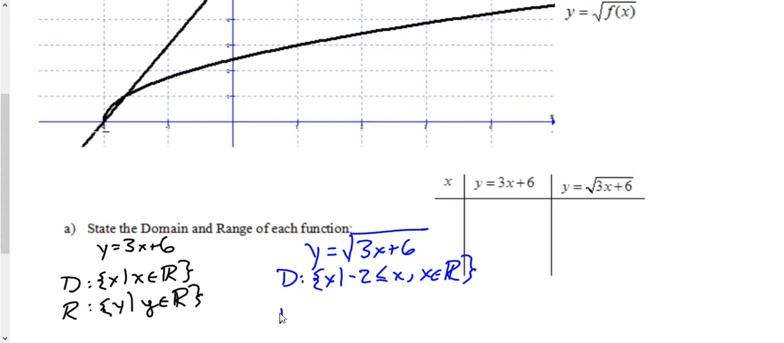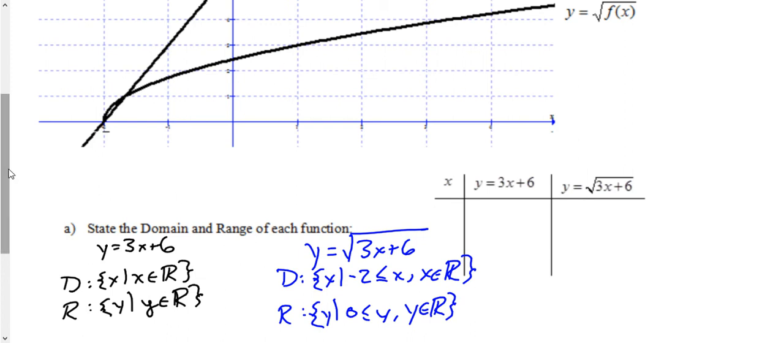Our range in this case, the lowest we're going to go is at 0, the highest we're going to go all the way up to positive infinity. So we have our range of y such that y is greater than or equal to 0, and y is an element of the reals.